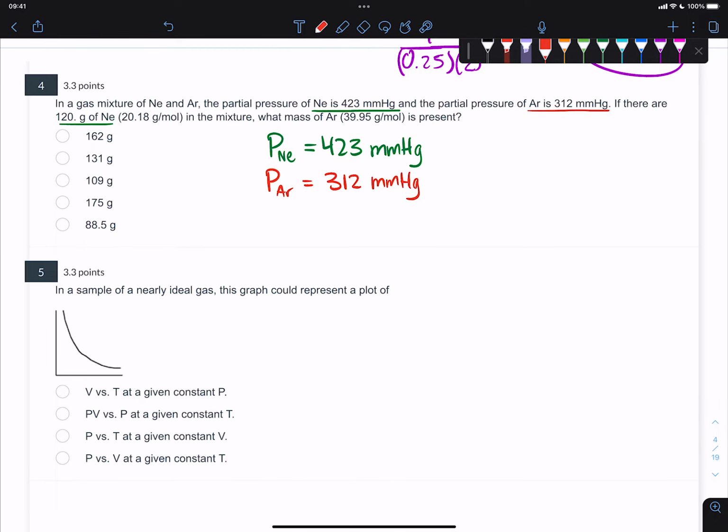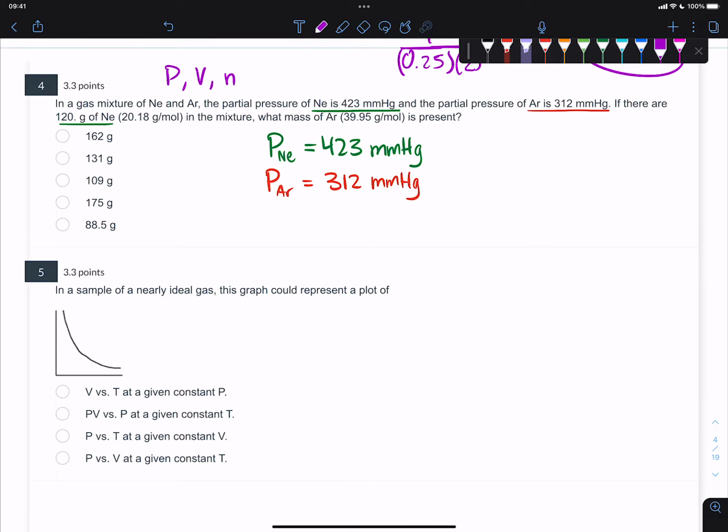We are given the mass of neon, and the mass of the neon is 120 grams, but we don't know the mass of the argon. So the main idea with partial pressure is that there are three simple quantities that are going to track with themselves in proportions. We have pressure, volume, and moles. Mass is not going to be proportionate because it depends on the molar mass of the actual gas.